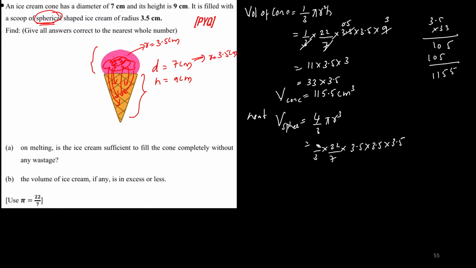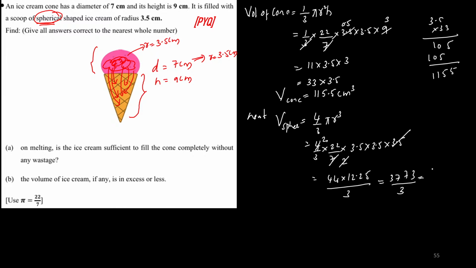So 3.5, 3.5 and 3.5. What I am getting over here is 44 into 12.25, and then 12.25 by 3. So 44 into 1225. When you simplify that, I am going to get 3773 divided by 3, right?